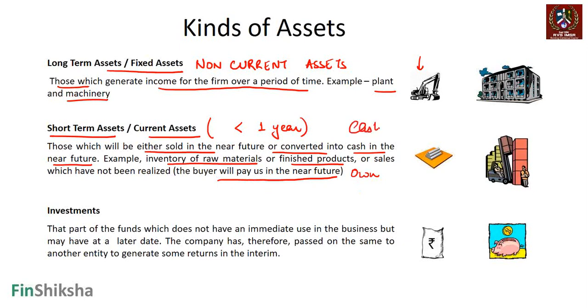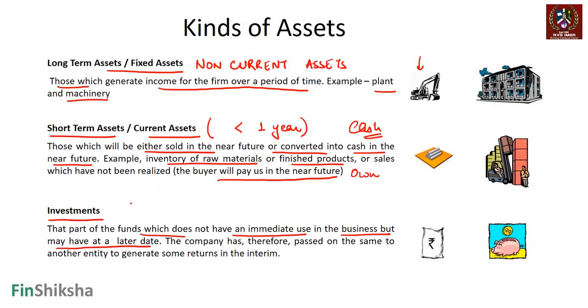Any cash that comes will also be a part of what is called a current asset, because it is already in cash and it can always be converted into business-generating assets immediately. It's a very liquid asset, right? That's also a part of current assets. Everything else, a part of funds which does not have an immediate use right now in the business but may have at a later date, could be classified in the form of investments, right?